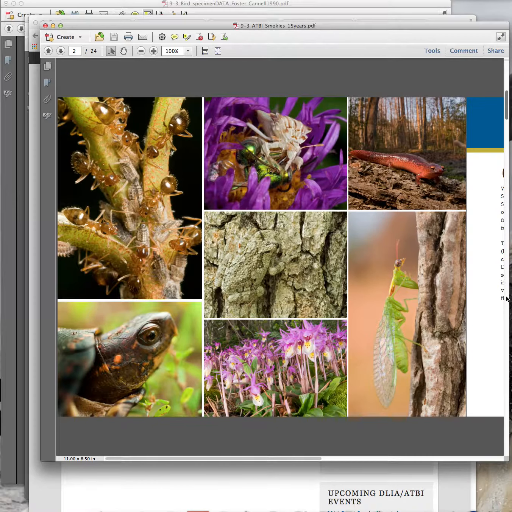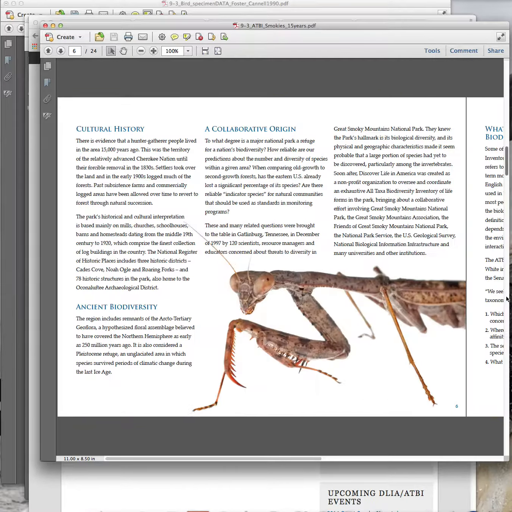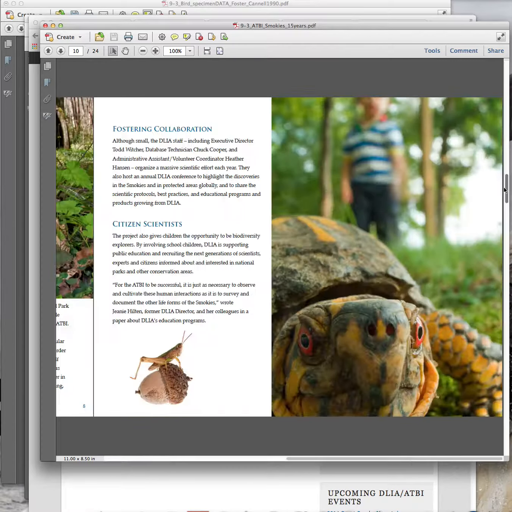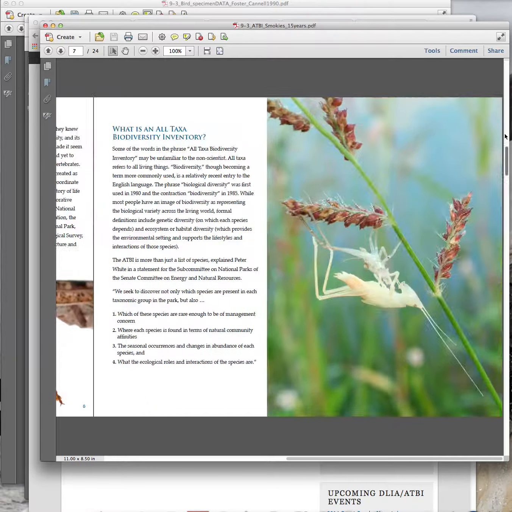It's a really nice introductory level. I'm going to have you start a little bit into it on page 6, where you can read about what is an all taxa biodiversity inventory. This is a really nice discussion. There is a definition later in another reading, but this is a great place to start.